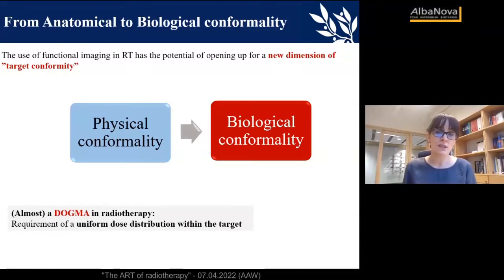So the use of functional imaging in radiation therapy could open up a new way of intending target conformality, going from a physical conformality towards a biological conformality. And this would also mean that we would need to abandon what has been for many years a kind of dogma in radiation therapy, which is the requirement of a uniform dose distribution within the tumor. The fact that the uniform dose distribution is given to the whole target comes from clinical experience and from tradition in radiation therapy, but it might be time to abandon this dogma if we move from physical conformality to biological conformality.